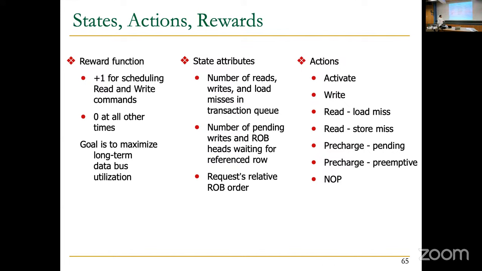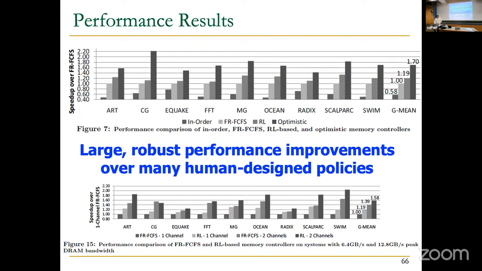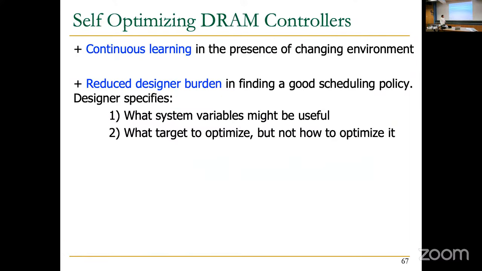And the state attributes, some of them are listed here: number of reads, writes, load misses in the transaction queue, number of pending writes and ROB heads waiting for reference row, and the memory requests order in the ROB. That will hint at how many dependent instructions there are based on that request. Right? And the actions are just the DRAM commands that the controller can schedule. They evaluate the performance of this scheduling mechanism, and it's quite good. It has benefits over FRFCFS, and its improvements are robust. So we see the improvement over various types of workloads, essentially. Okay.